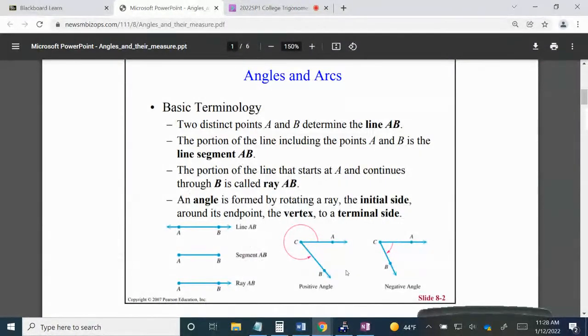All right. So here we have an example of a positive angle. Just notice that it was rotated counterclockwise as indicated by the arrow. And notice here we have a negative angle in which the terminal side was rotated clockwise.